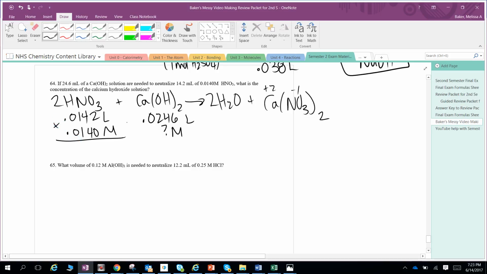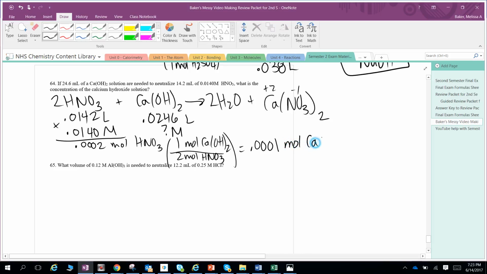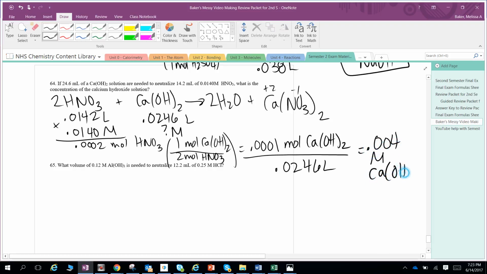Multiply your liters by your concentration in order to figure out how many moles of the acid were required to neutralize that base. For every 2 moles of the base, it's neutralizing 1 mole of the calcium hydroxide. 0.0001 moles of my calcium hydroxide divided by the 0.0246 liters of the base. This base had a concentration of 0.004 molar calcium hydroxide.